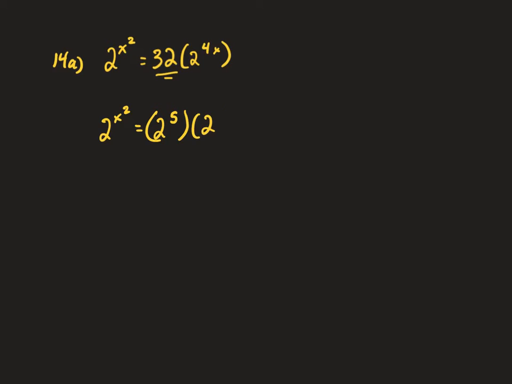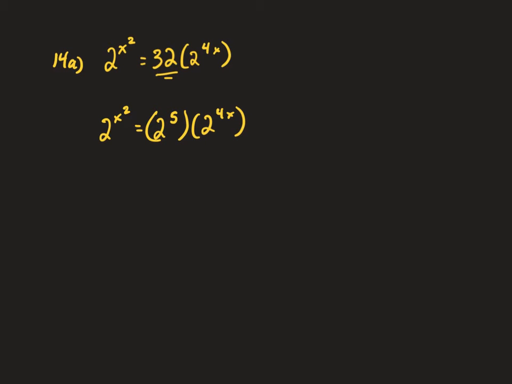All right, what do we got? 14a says 2 to the x squared equals 32 times 2 to the 4x. 32 I'm going to recognize right away as 2 to the power of 5. So this is 2 to the x squared equals 2 to the power of 5 times 2 to the 4x.